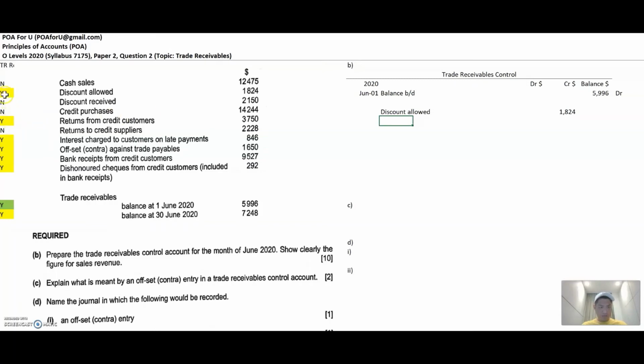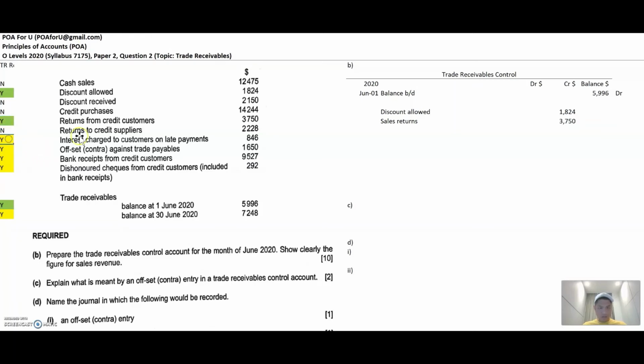Next one is returns. So returns also will reduce your trade receivables, sales returns. So the entry is debit sales returns, credit trade receivables, which is 3750. And then I'm going to mark this as done.